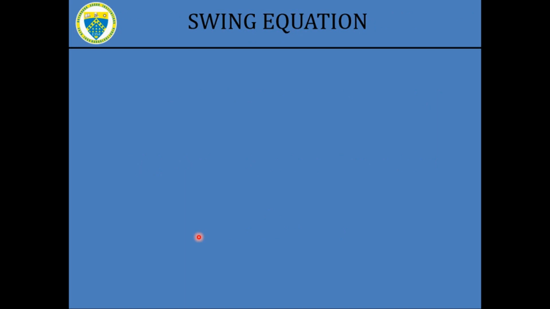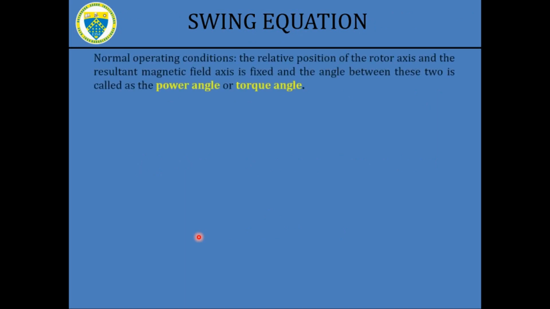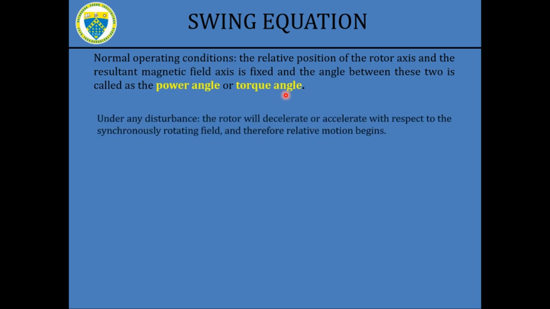The synchronous machine. Under normal operating condition, the relative position of the rotor axis and the resultant magnetic field axis is fixed, and the angle between these two is called the power angle or torque angle. During disturbance, the rotor will decelerate or accelerate with respect to the synchronously rotating field, and therefore relative motion begins between these two. The equation describing this relative motion is known as the swing equation.